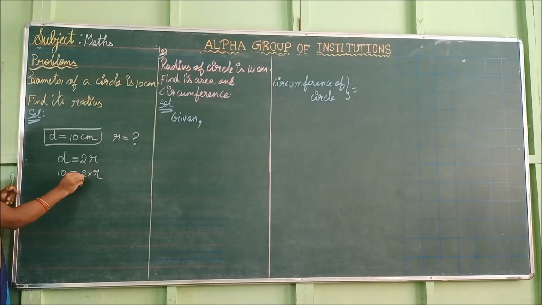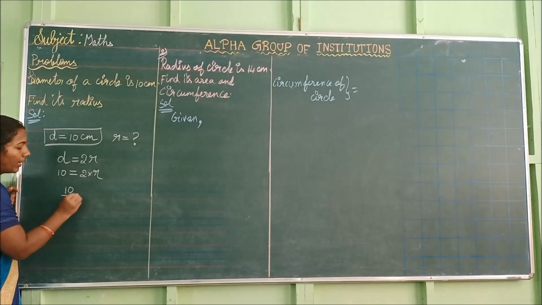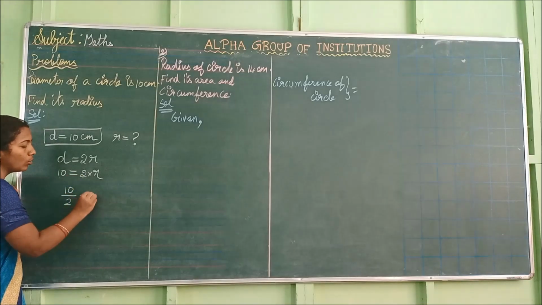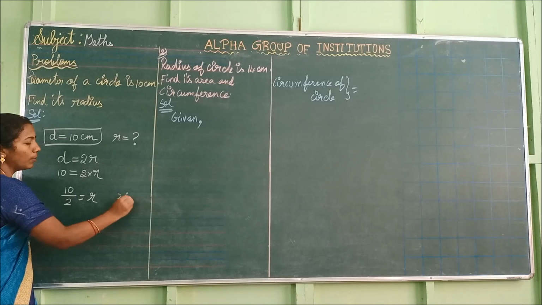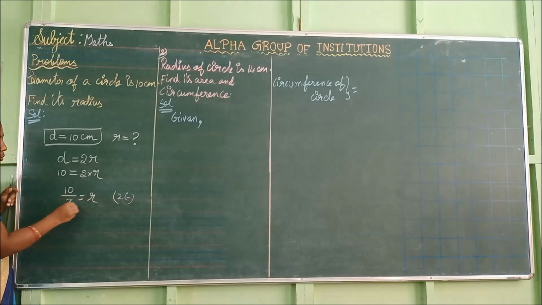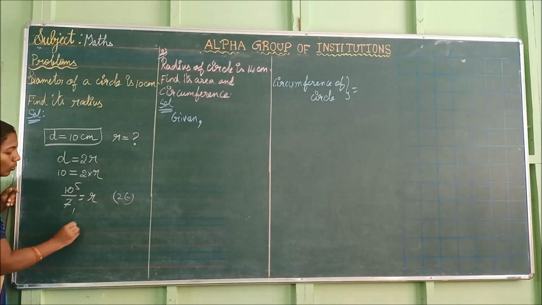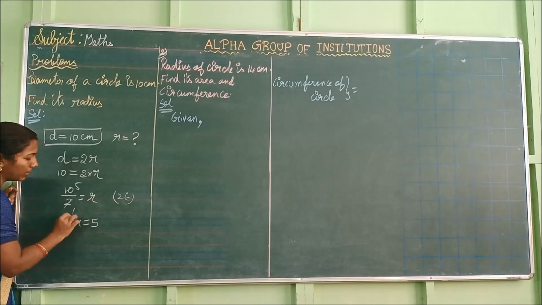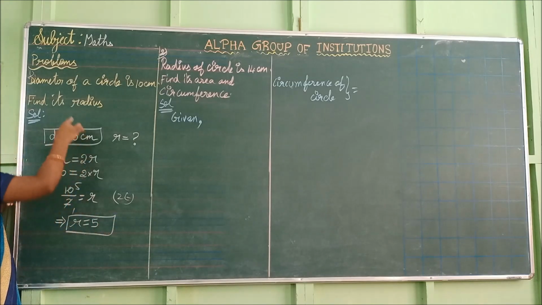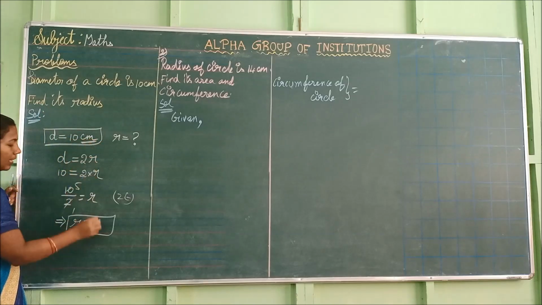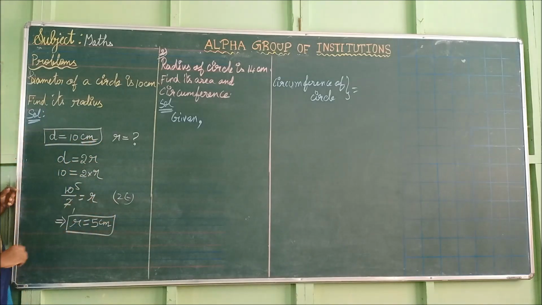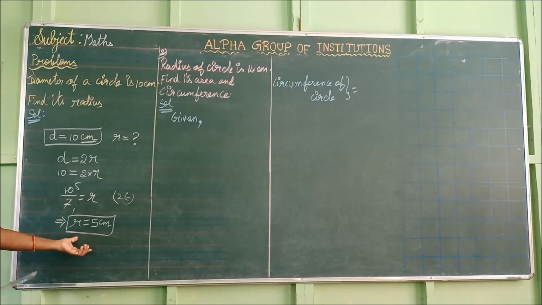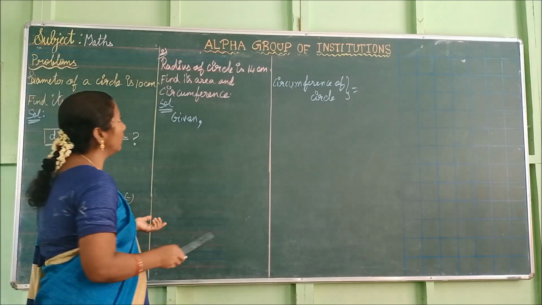Here it is in the operation of multiplication. So here you write 10 by 2 equal to r. Using the 2 table we can cancel 2 and 5. So 1 times, 5 times. So r equal to 5 by 1. It can be simply written as r equal to, what is the unit given in the question? Centimeter. So radius of the given circle is 5 centimeter. Do you understand? Next see the second sum.